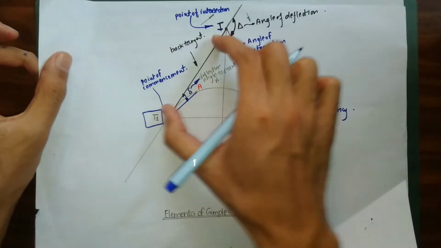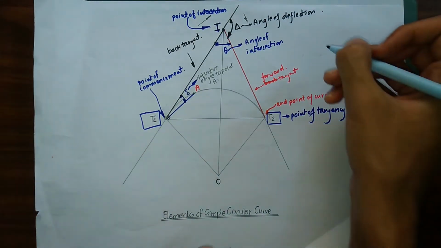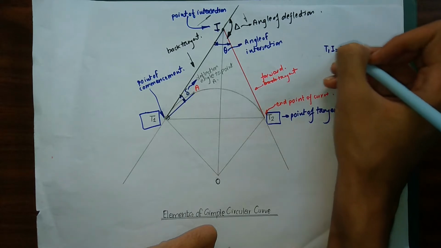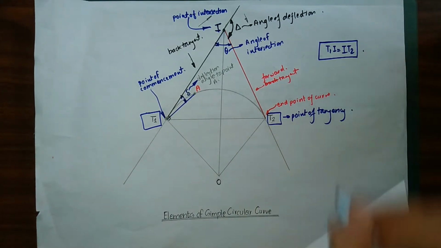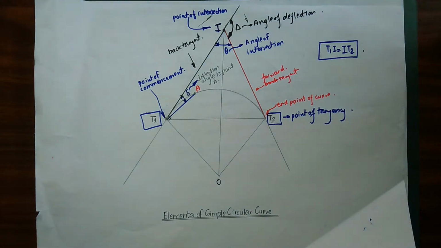Both of these tangent distances are equal to each other. The distances T1I and IT2 are equal, so let me write here T1I equals IT2, and this is simply our tangent distance.